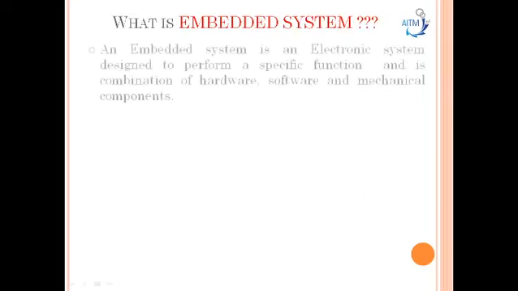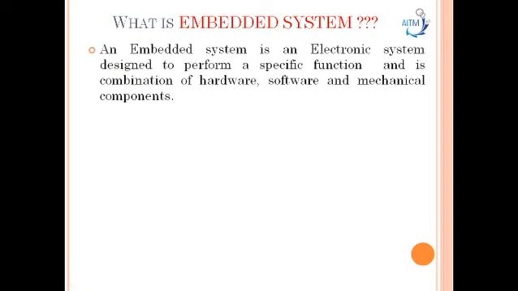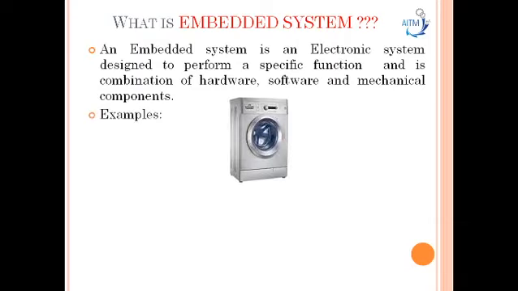So what is this embedded system? An embedded system is an electronic system designed to perform a specific function or task and is the combination of hardware, software and mechanical components. Now we'll see some examples of embedded system. An example is a washing machine. In this image we can see a washing machine and it is an embedded system. Why? Because it is an electronic system which is designed to perform a specific function or task.